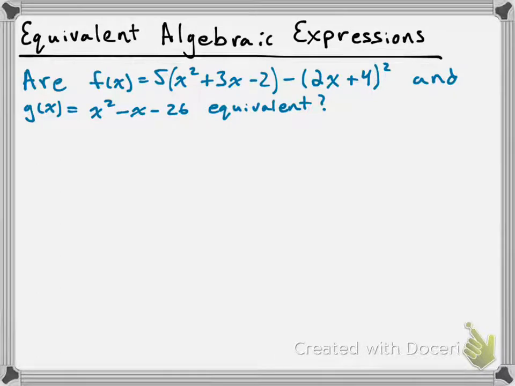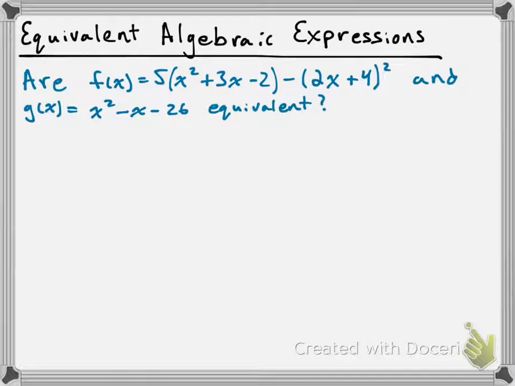Hey again, guys. In this video I want to show you how to determine if two seemingly different expressions are equivalent or not. We're going to consider f of x equals 5 times (x squared plus 3x minus 2) minus (2x plus 4) all squared, and g of x equals x squared minus x minus 26. I have two different functions, and I want to determine if they're equivalent or not.